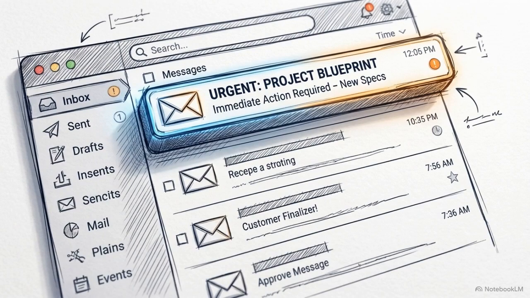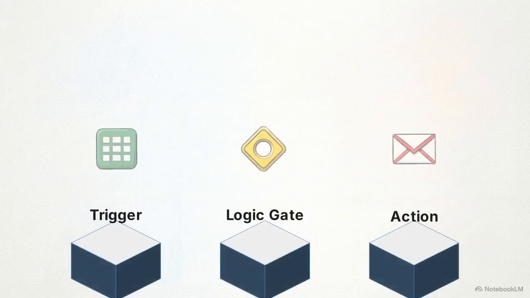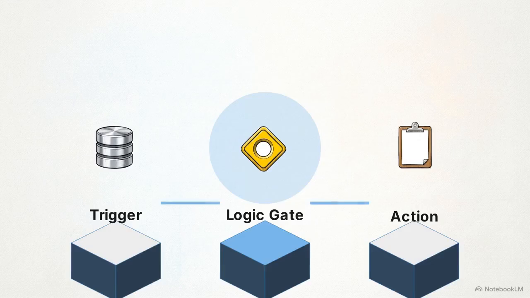You will see the confirmation email sitting right there, perfectly formatted with the dynamic name and the exact requested date injected into the text. This specific combination of a data trigger, a logic gate, and an external action provides a repeatable template. You can now swap these specific nodes for other tools like databases or project management apps to automate different parts of your workflow.